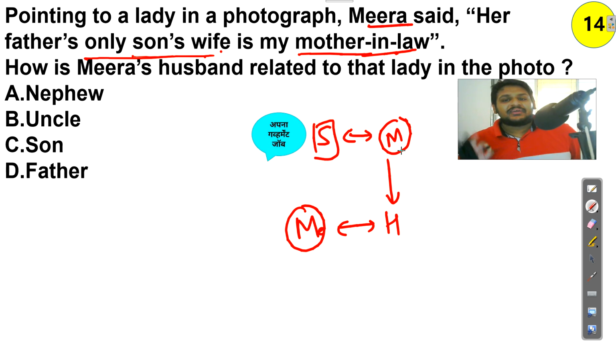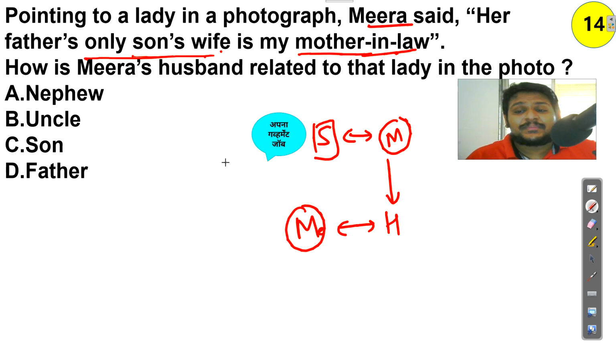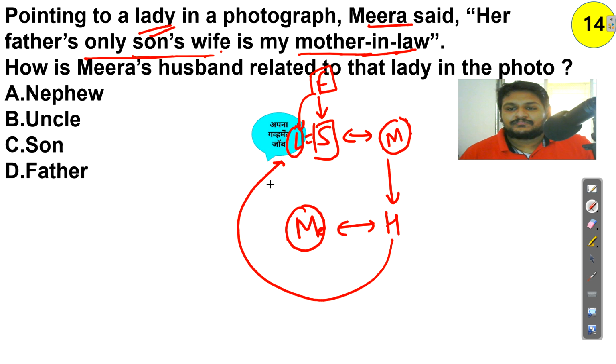Okay, only son's wife, and of whom? Her father. Her father means the lady's father. That lady's father's son means obviously the lady is here, and they are siblings. Now what you have to find is how Meera's husband, H, is related to that lady. We need to find this relation.